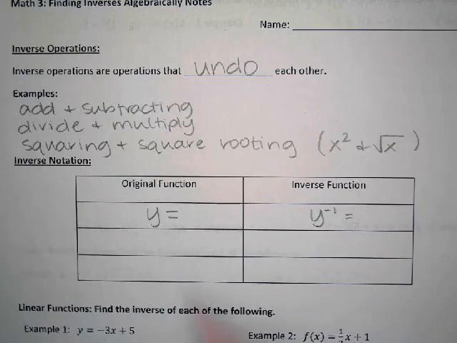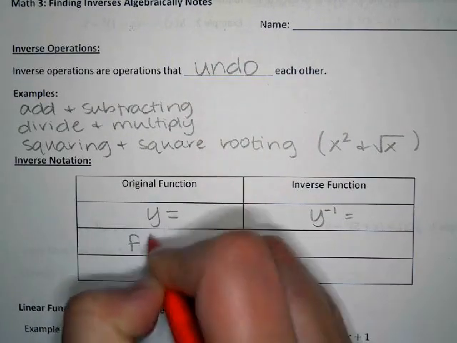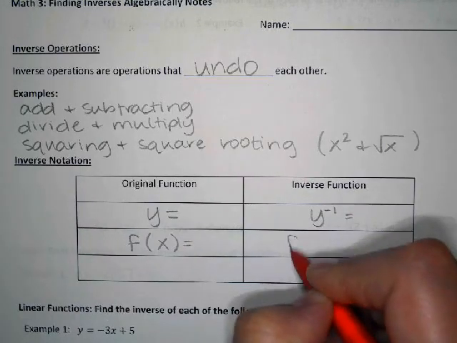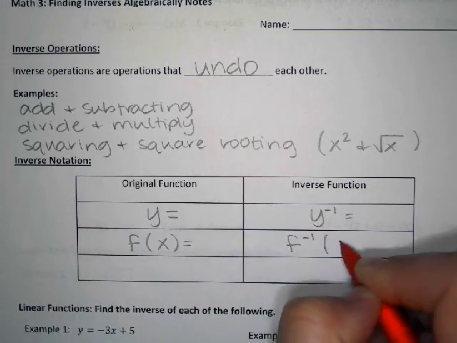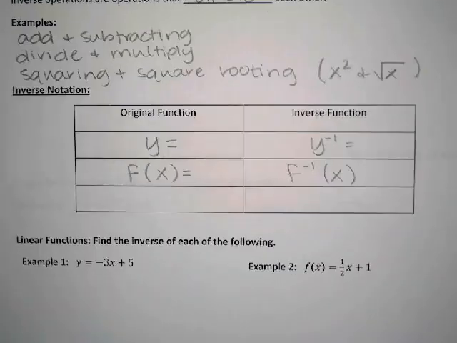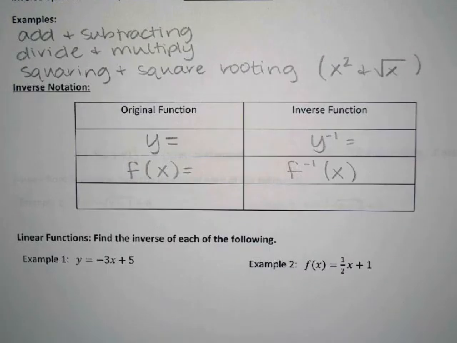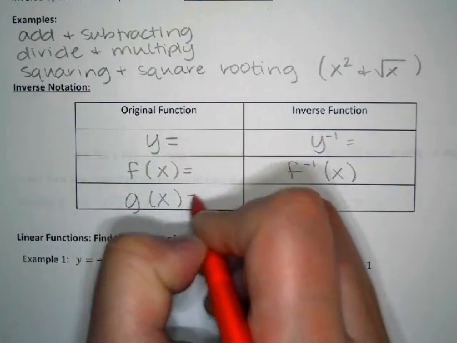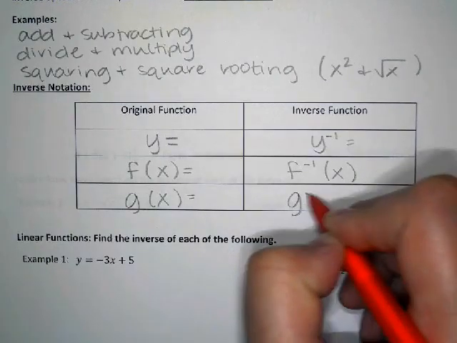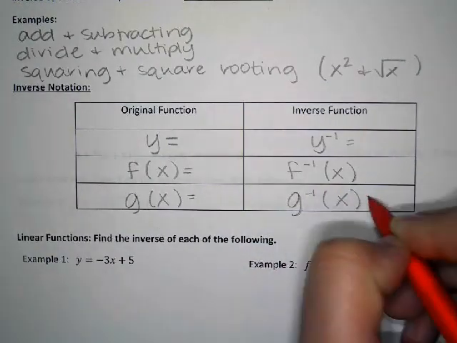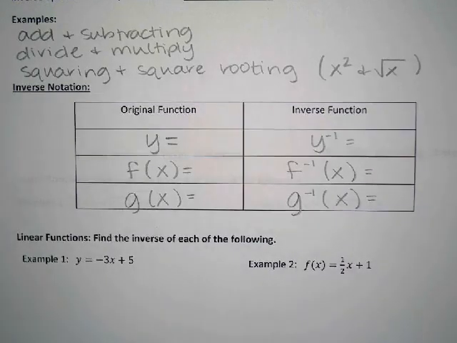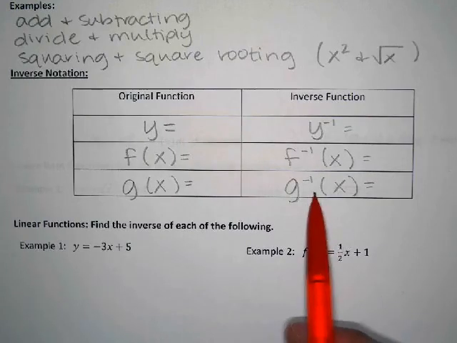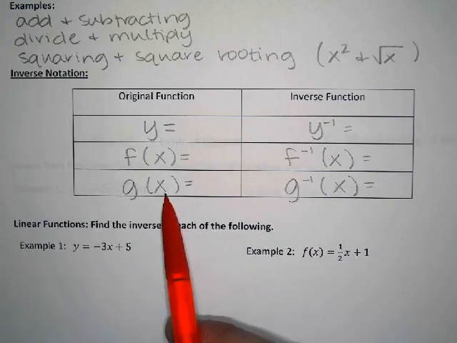If the original function was f of x, then the inverse notation is f inverse of x. If the original function said g of x, then the inverse would be g inverse of x. So you always match the notation of the inverse to the original problem, so you know what they go with.